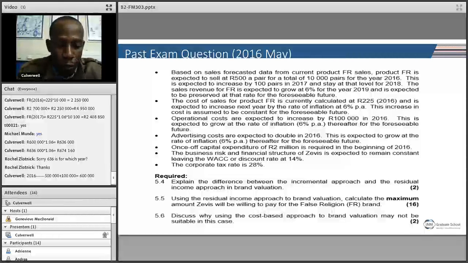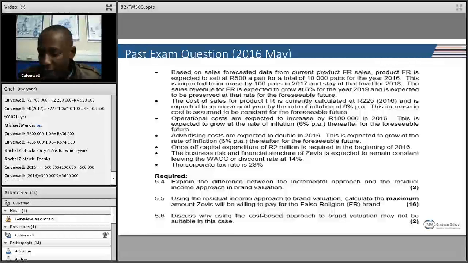For year 2016, your calculation would have just been 500,000 plus the 100,000. That was going to give you the 600. Great stuff. You then move on to advertising cost. On your advertising cost, additional information reads, advertising costs are expected to double in 2016. So my advertising cost in year 2016, I'm just going to say 300,000 times 2. That was going to give you 600,000.